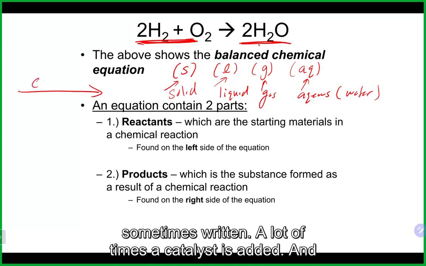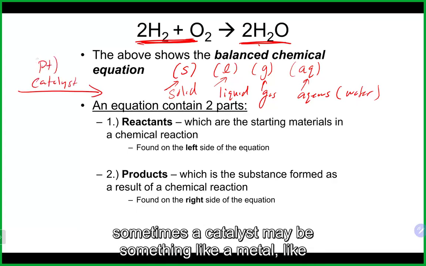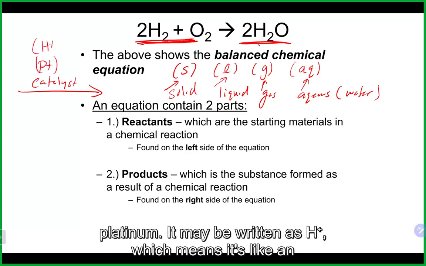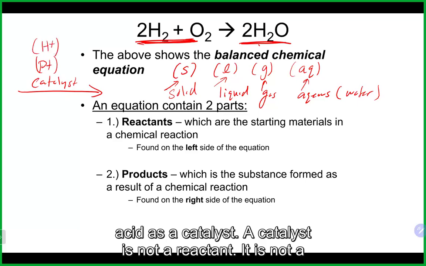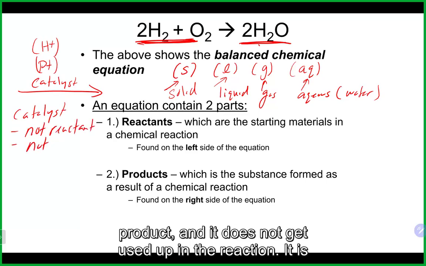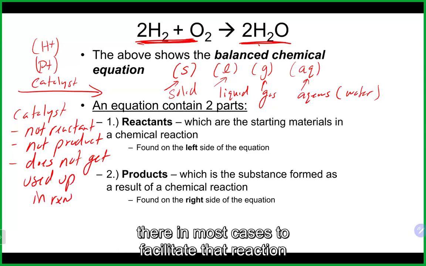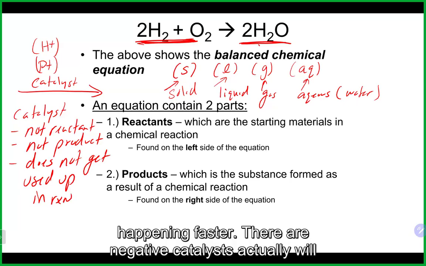A lot of times a catalyst is added. And sometimes a catalyst may be something like a metal, like platinum. It may be written as H plus, which means it's an acid as a catalyst. A catalyst is not a reactant. It is not a product. And it does not get used up in the reaction. It is there in most cases to facilitate that reaction happening faster.